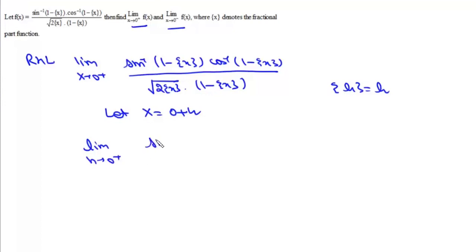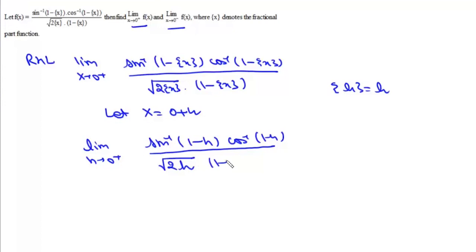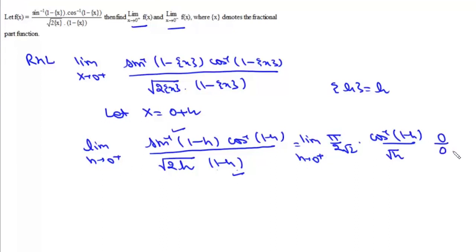So it'll be this limit h tends to 0 positive sine inverse 1 minus h cos inverse 1 minus h upon root 2h, and it will be this 1 minus h. Now we don't have a problem with sine inverse because it will be sine inverse 1, pi by 2, and 1 minus h is also 1. So we'll put the values in these two, then it'll be sine inverse 1, which is pi by 2. And we also have this root 2. Now we are left with cos inverse 1 minus h upon under root h when this limit h tends to 0 positive. Now this is cos inverse 1, which is 0, and h is 0. So it is 0 upon 0 form.